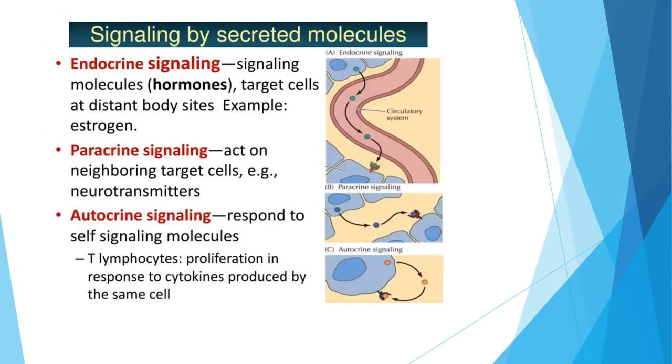So endocrine signaling: signaling molecules or hormones target cells at distant body sites. For example, estrogen is endocrine signaling. Paracrine signaling acts on the neighboring target cells, for example neurotransmitters. And autocrine signaling is a response to self-signaling molecules, like T lymphocytes, where proliferation occurs in response to cytokines produced by the same cell.